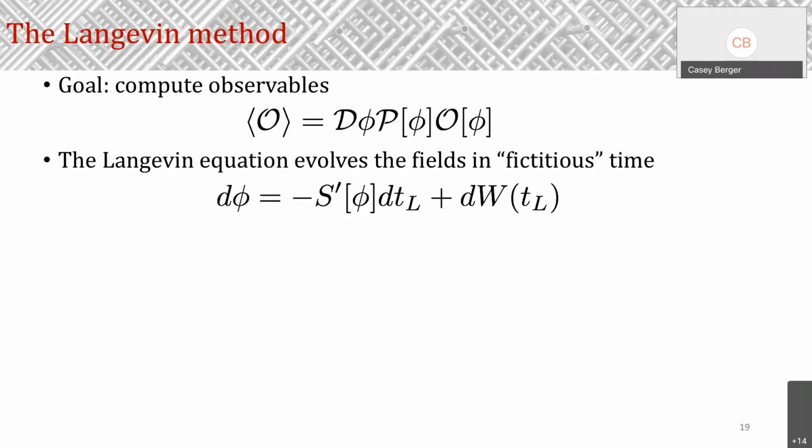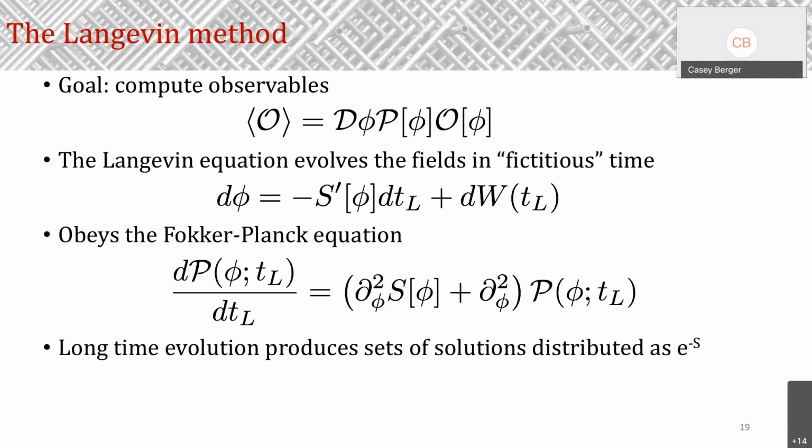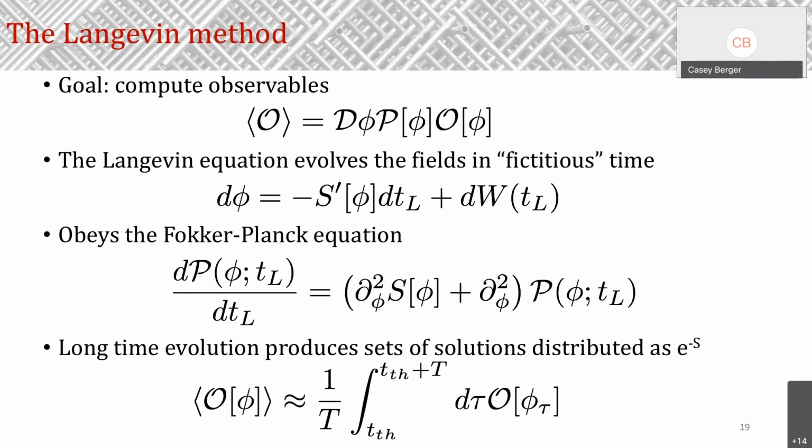And after quite a lot of algebra, which I won't bore you with, we find that this obeys the Fokker-Planck equation. That just means simply that after a very long time evolution, the method converges to a set of field values, so phi converges to a set of phi's which are distributed according to e to the minus S. So now we can just perform a simple time average to calculate the expectation values of the observables. What this means is we've achieved the same result of weighting our fields according to e to the minus S, but we don't actually have to treat e to the minus S like a probability distribution and sample from it, which is where our sign problem was arising.